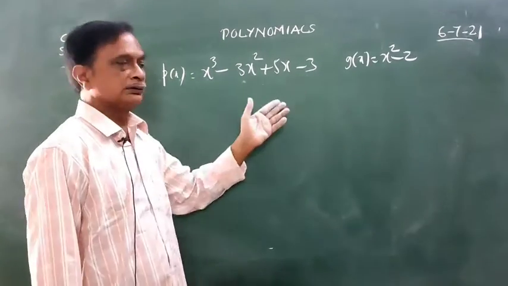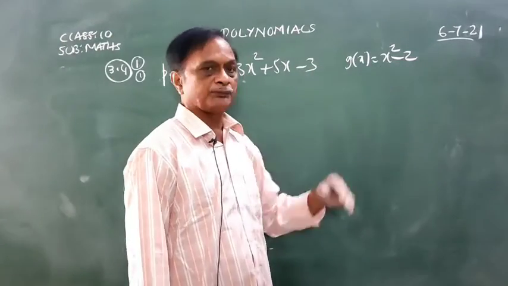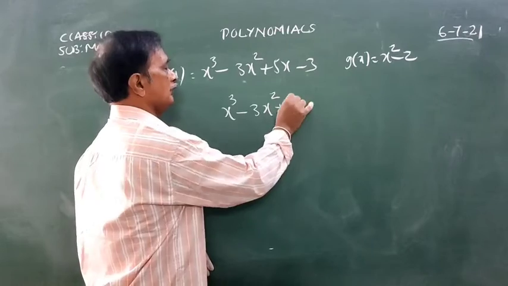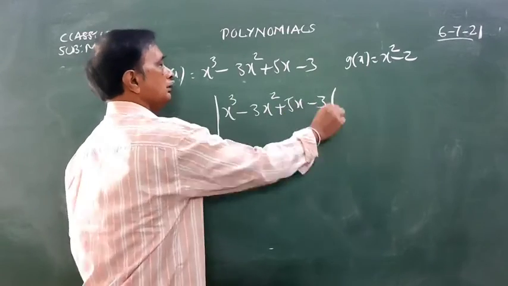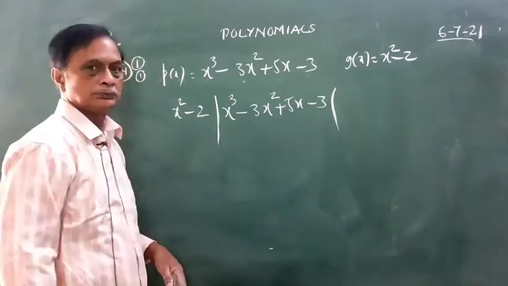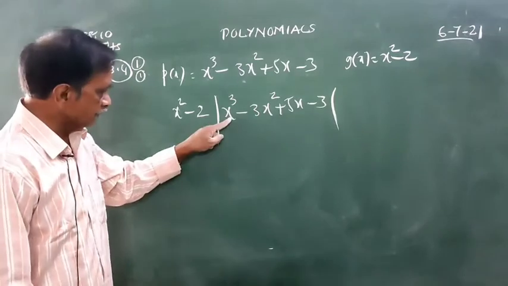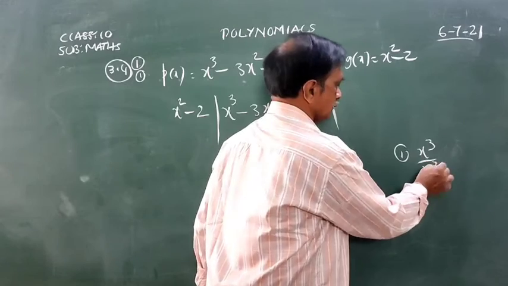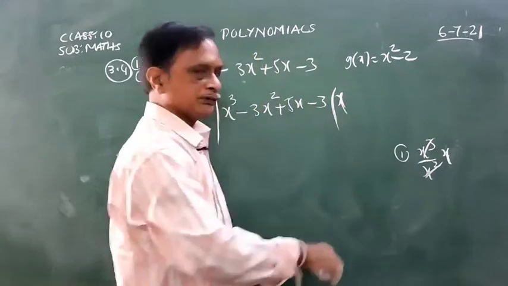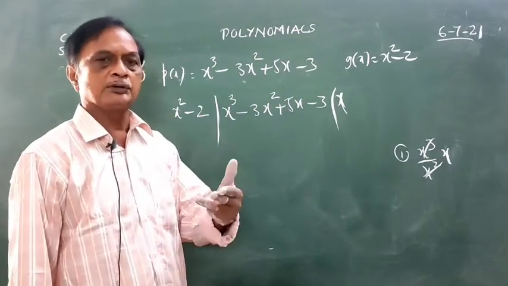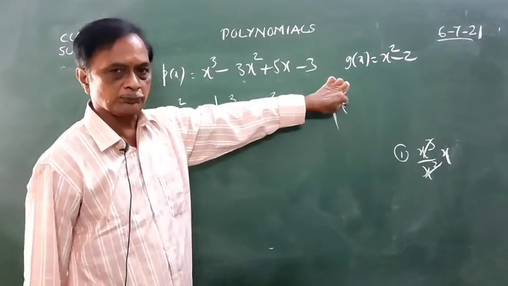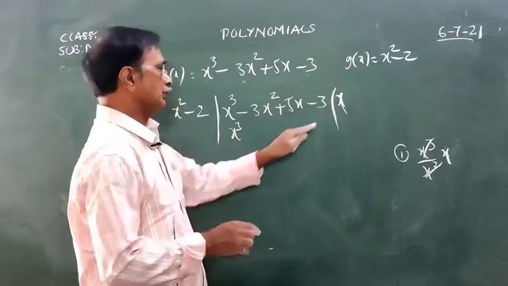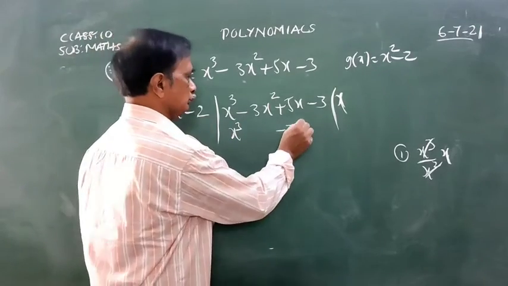So already the dividend and the divisor are in the descending powers of x. So you can write directly x cube minus 3x square plus 5x minus 3 by x square minus 2. So what is the first step? Divide the first term of the dividend by the first term of the divisor. X cube by x square gives what? X. Write that x as the first term of the quotient. And what is the second step? Multiply the divisor by this first term of the quotient and write the product under this dividend. X into x square, x cube. X into minus 2, minus 2x.